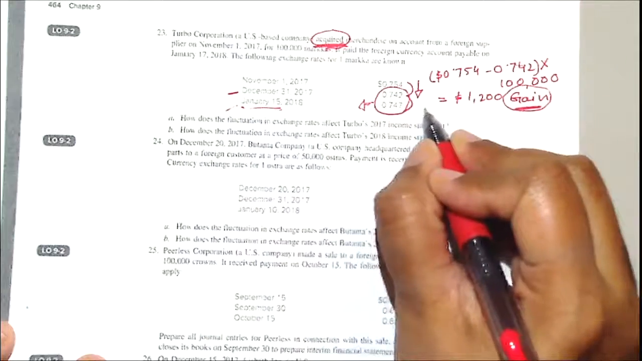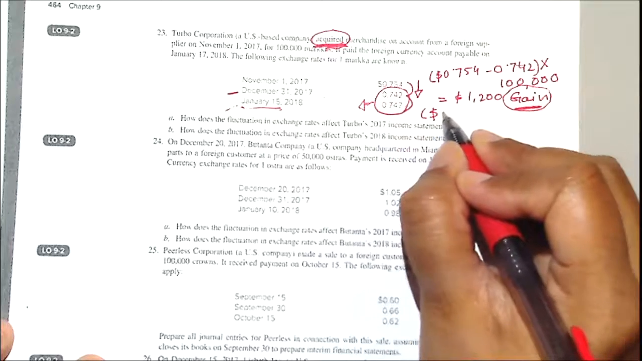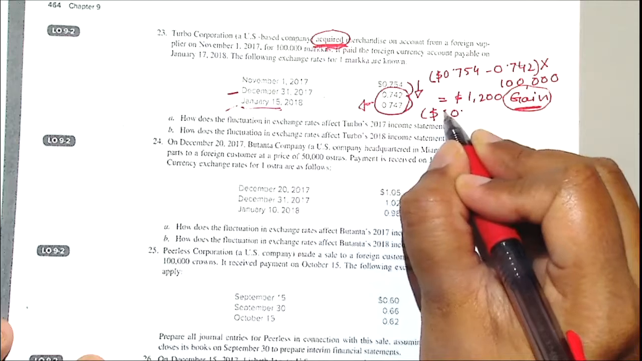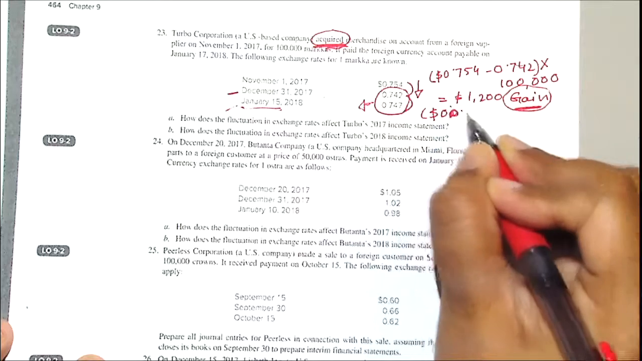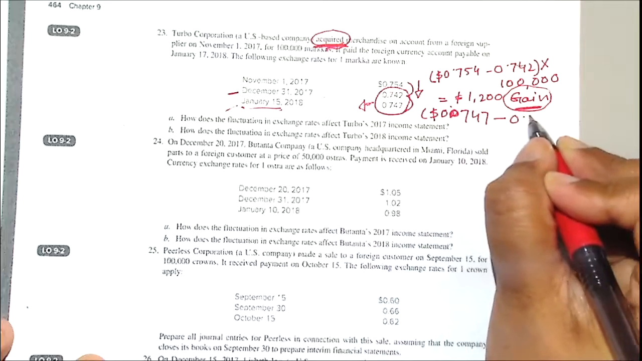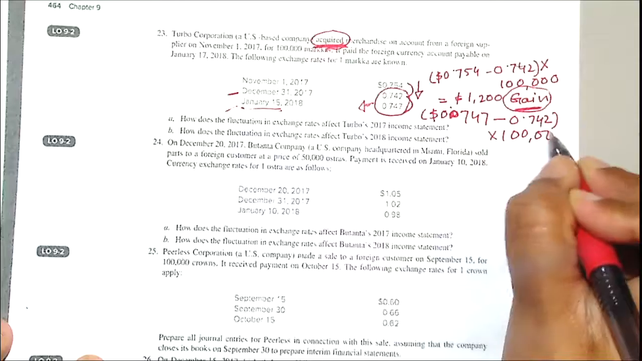So I can read clearly from here. It's 0.005. So you can subtract it. 0.747 minus 0.742 and multiplied by 100,000.